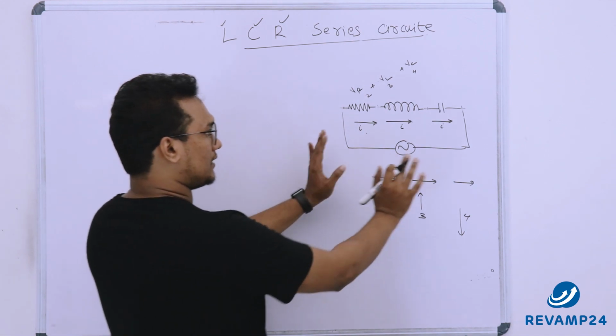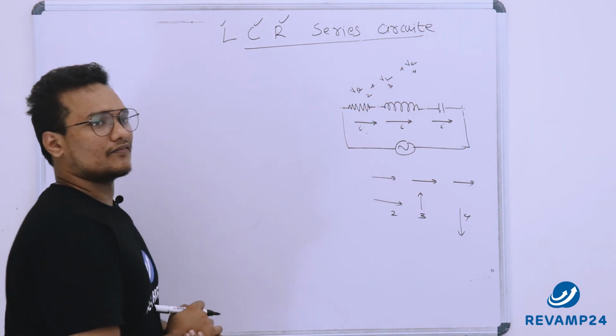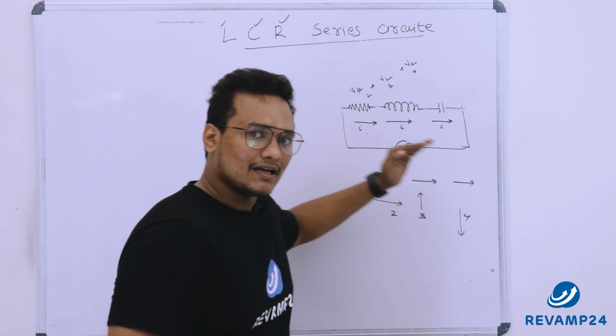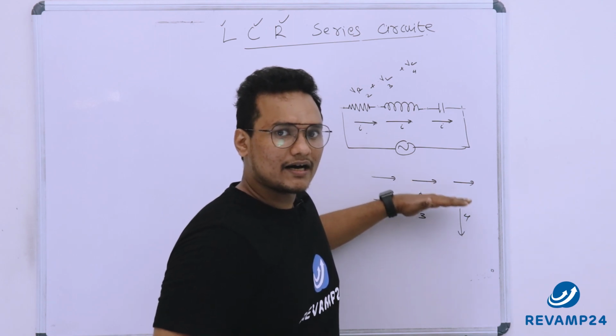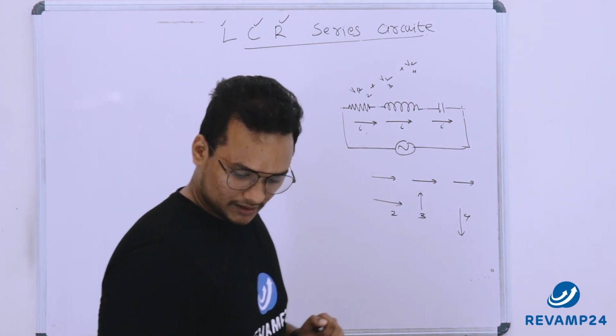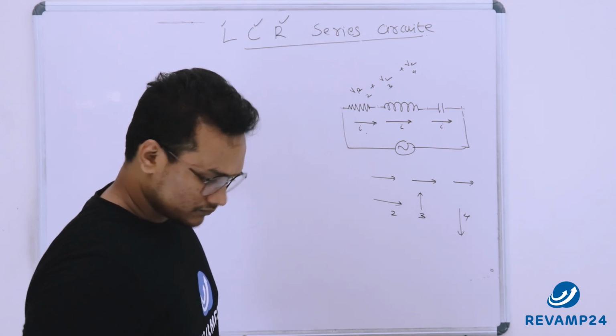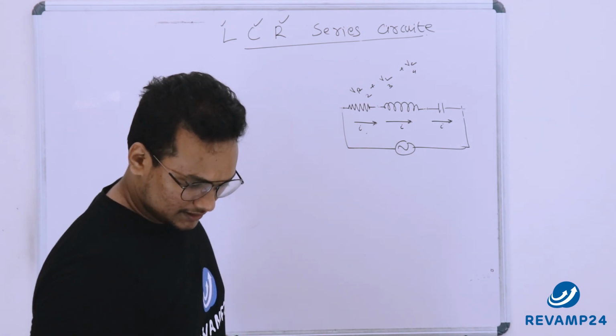So don't get confused that these potential differences are vectors. These are scalars, but we can't add them like numbers because they are not in phase. If they are in phase, then we can add these numbers. Now we will see what the potential is across each element.